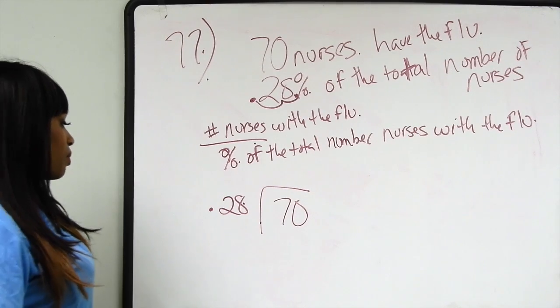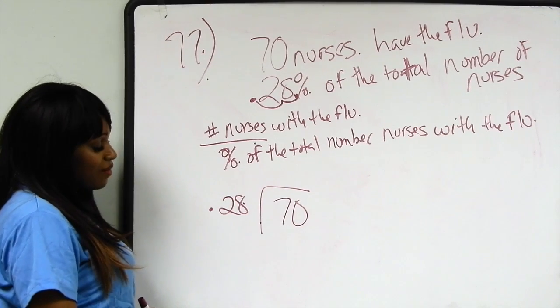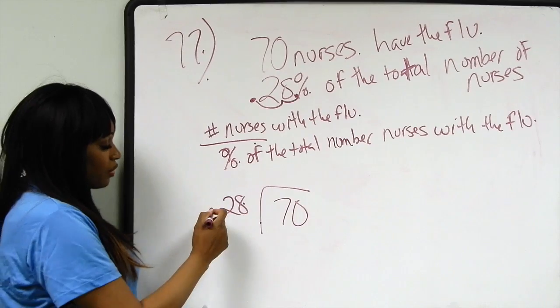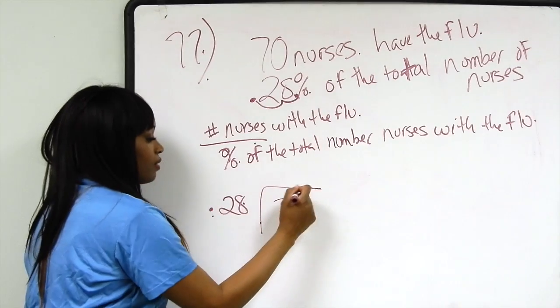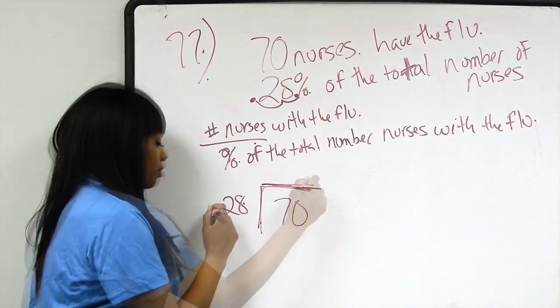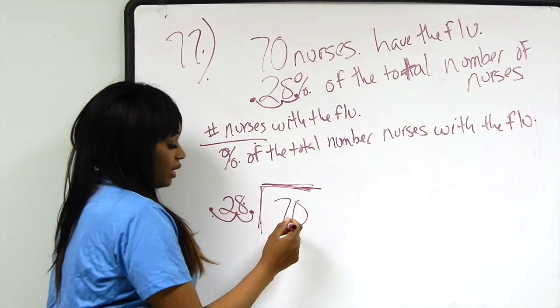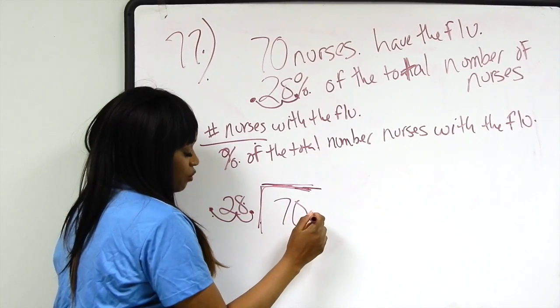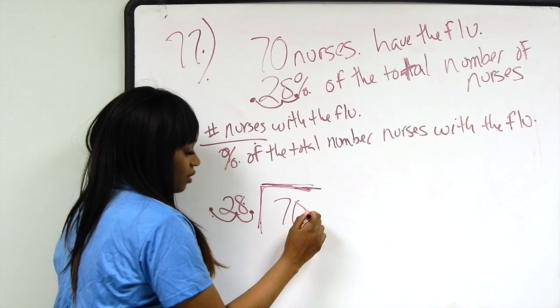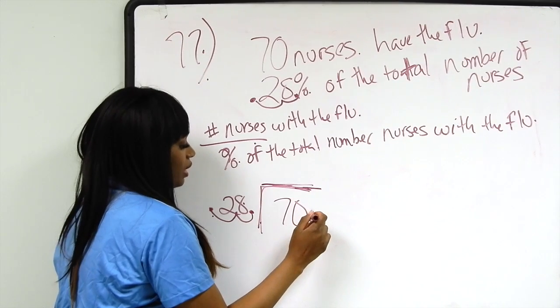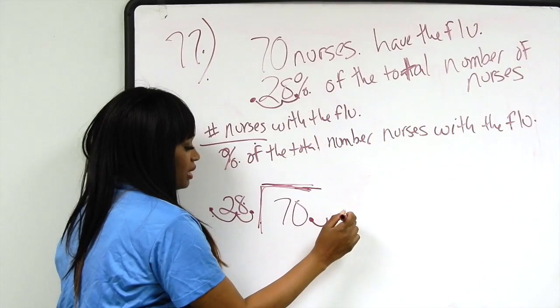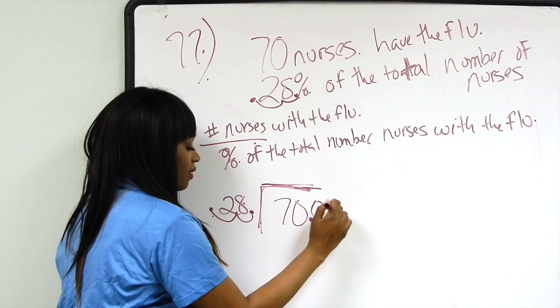So what we want to do though is, we never really want to have a decimal on the outside of our quotient. So we're going to move it 1, 2 places. And we're going to do the same thing here. We're going to have to move 2 places over. Our decimal is here after the 70. So we're going to move it 1, 2 places over. So now here it is.